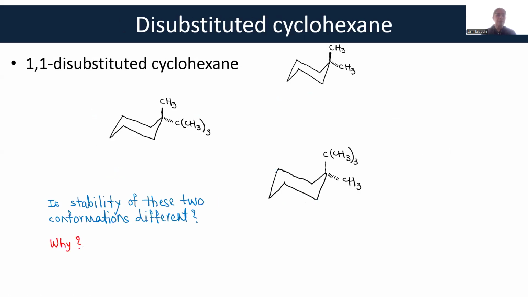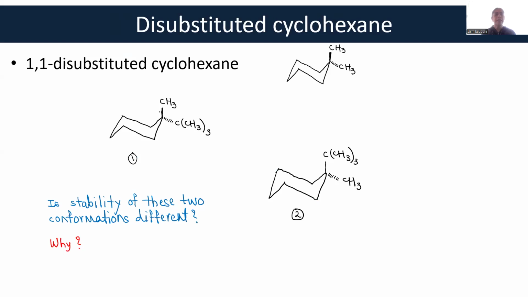Now coming to disubstituted cyclohexane. First, 1,1 disubstituted cyclohexane. I have drawn the structure over here. Now this is 1,1 dimethyl cyclohexane. But when we come to 1-methyl, 1-tertiary butyl cyclohexane, will there be two different energetic conformations or both conformations will be same? Just have a look at conformation number 1 and conformation number 2.